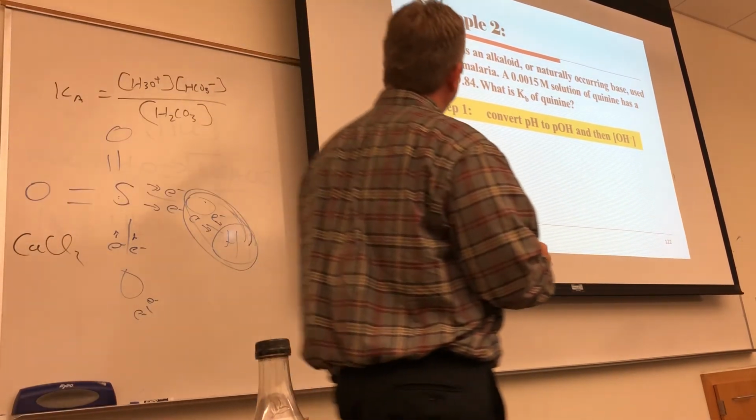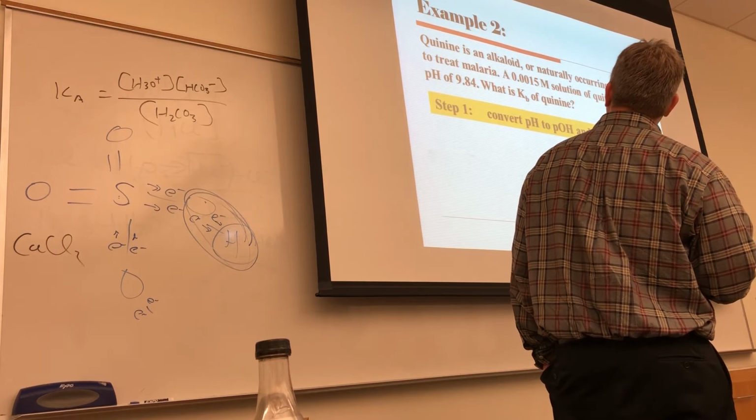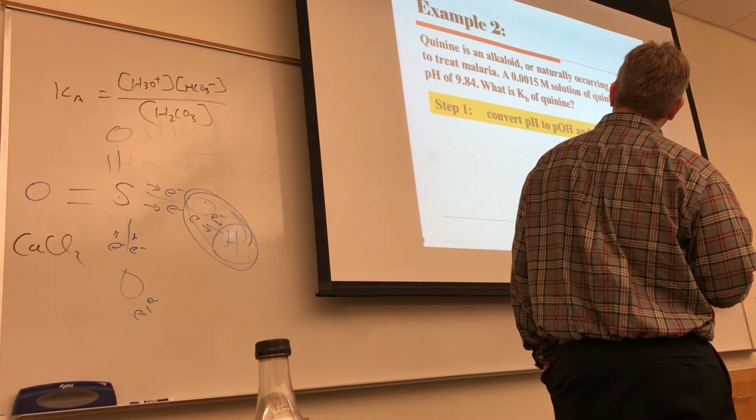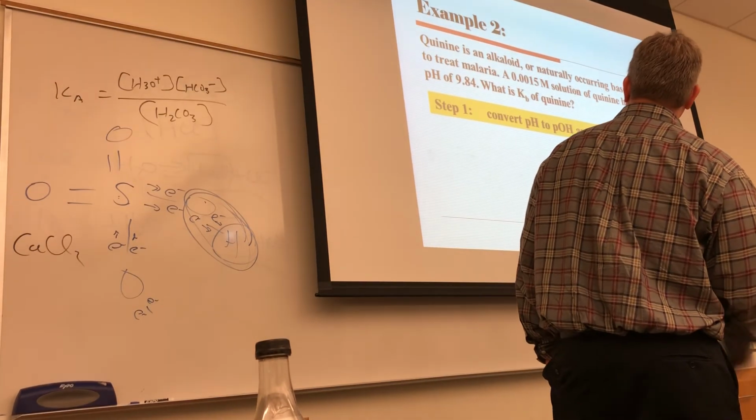We have an alkaloid, which is a naturally occurring base used to treat malaria. I get a 0.0015 molar solution of the quinine. It has a pH of 9.84. What is the KB?